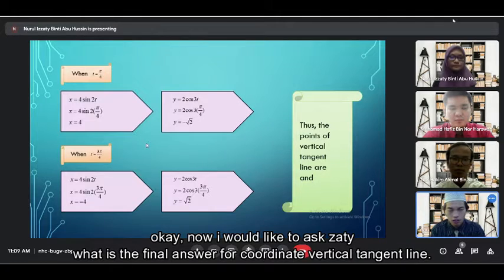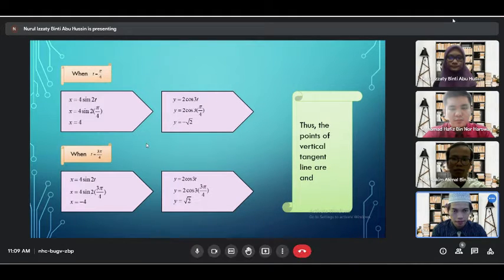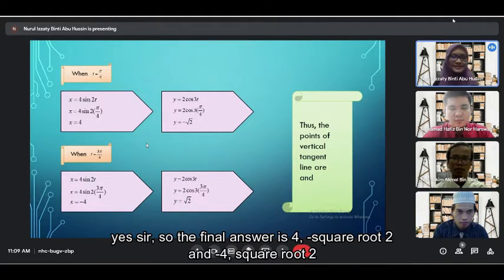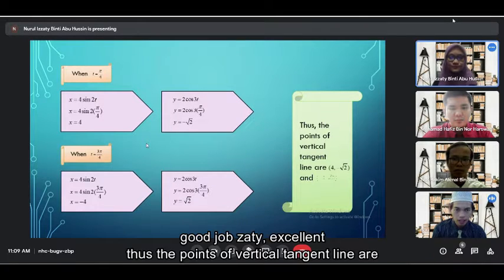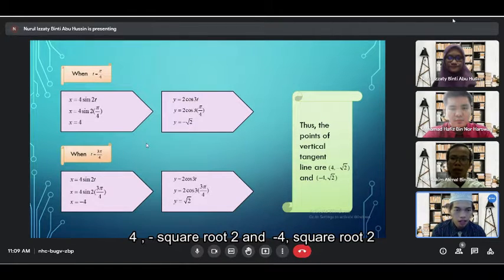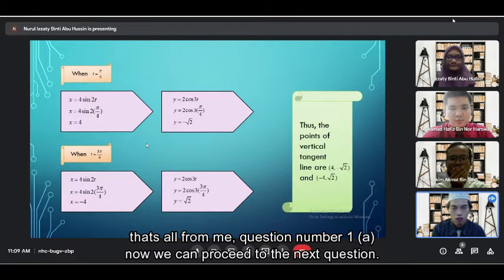Okay, now, Zati, I would like to ask you, what is the final answer for the coordinates of the vertical tangent line? Yes, sir. So the final answer is (4, negative square root 2) and (negative 4, square root 2). Good job, Zati. Excellent. Thus, the points of the vertical tangent line are (4, negative square root 2) and (negative 4, square root 2). That's all from me for question 1a. Now, we can proceed to the next question.